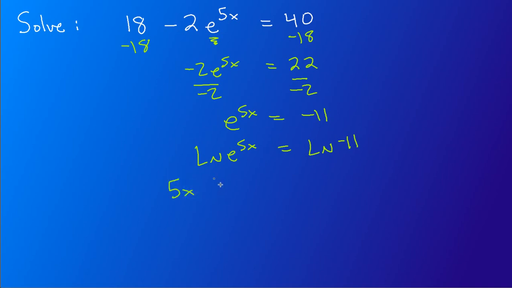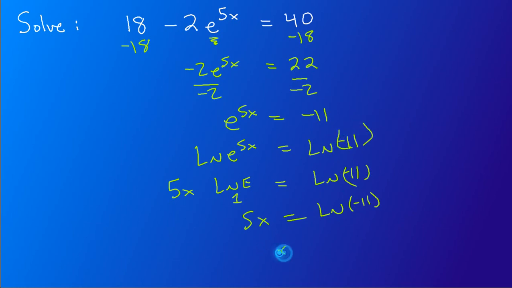The 5x comes out. I have ln e. Again, ln e, this is just 1. So 1 times anything is that thing. Equals natural log negative 11. And then I have 5x equals natural log negative 11. I should have had this in parentheses. Divide by 5, and we might be very tempted to say, all right, we're good.